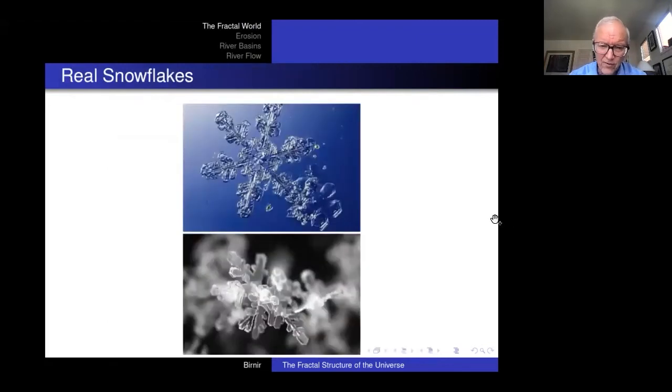Now, here is a real snowflake, and you can see the pattern that there was a speck of dust, a tiny speck that you can't even see in the middle, but that gave rise to this symmetric pattern, but a pattern which is self-similar. So if you hone in, you see it repeat on a smaller and smaller scale.